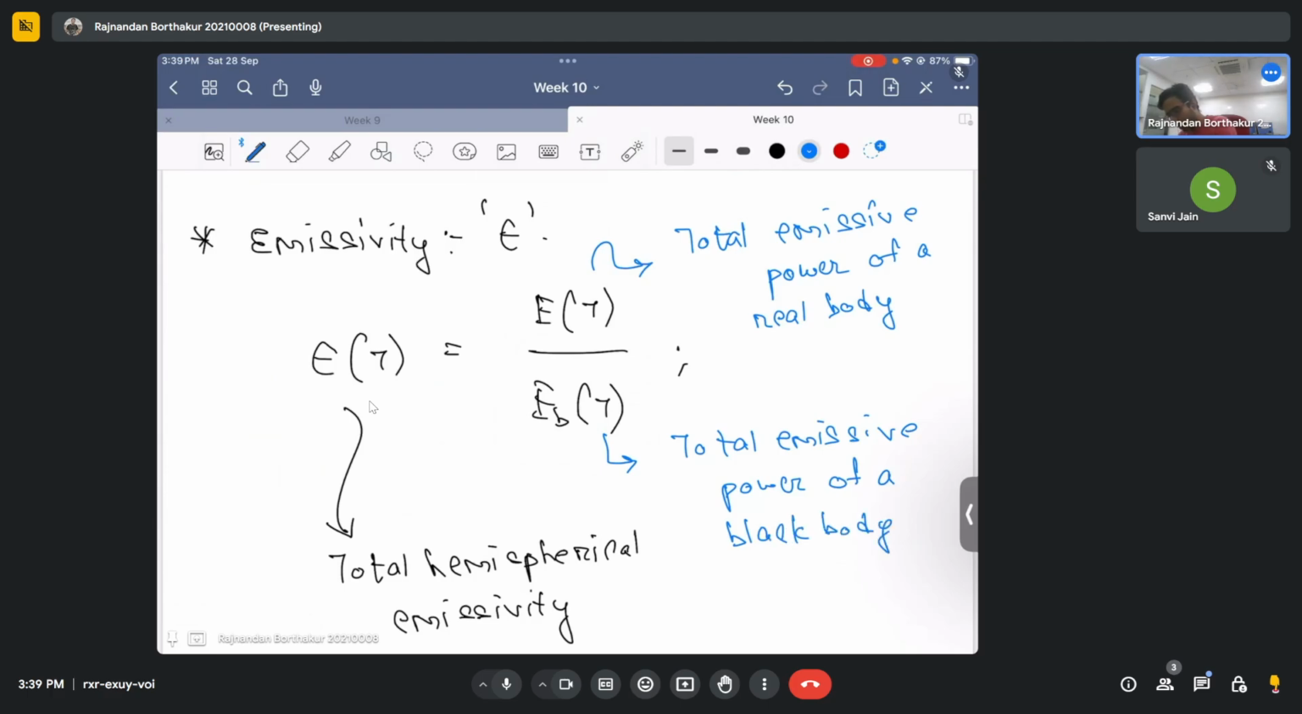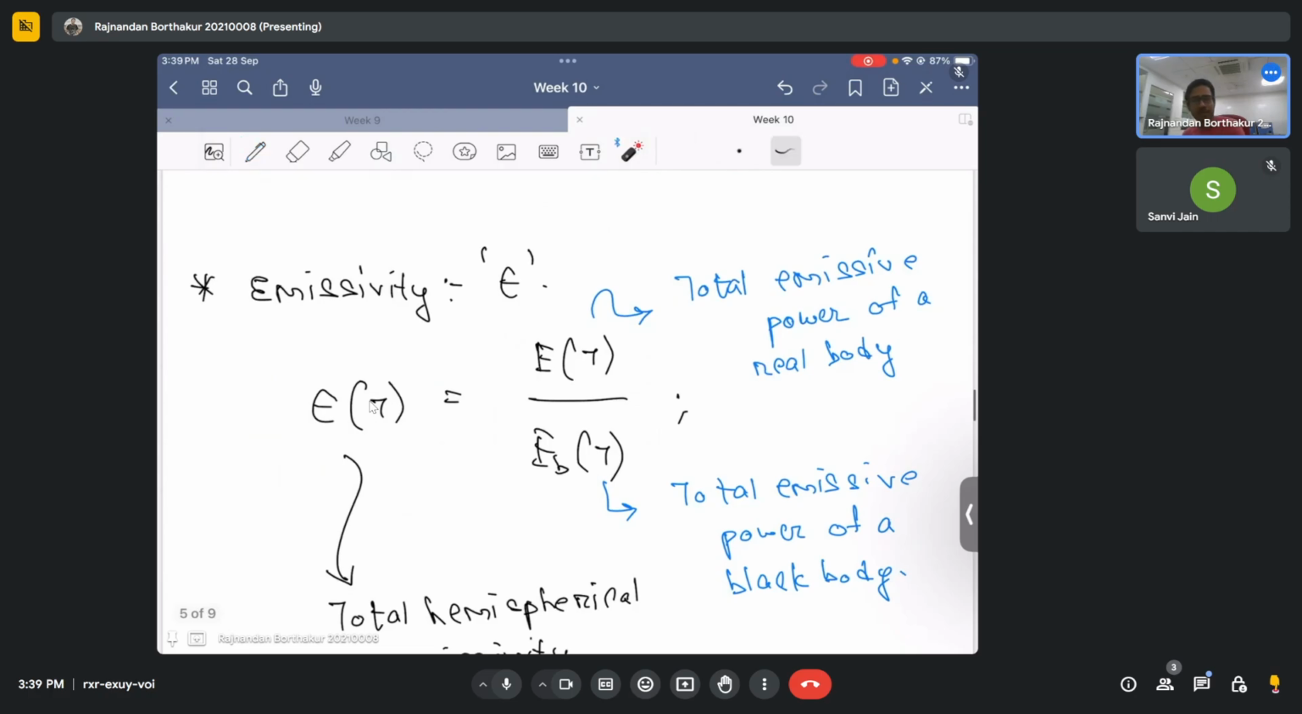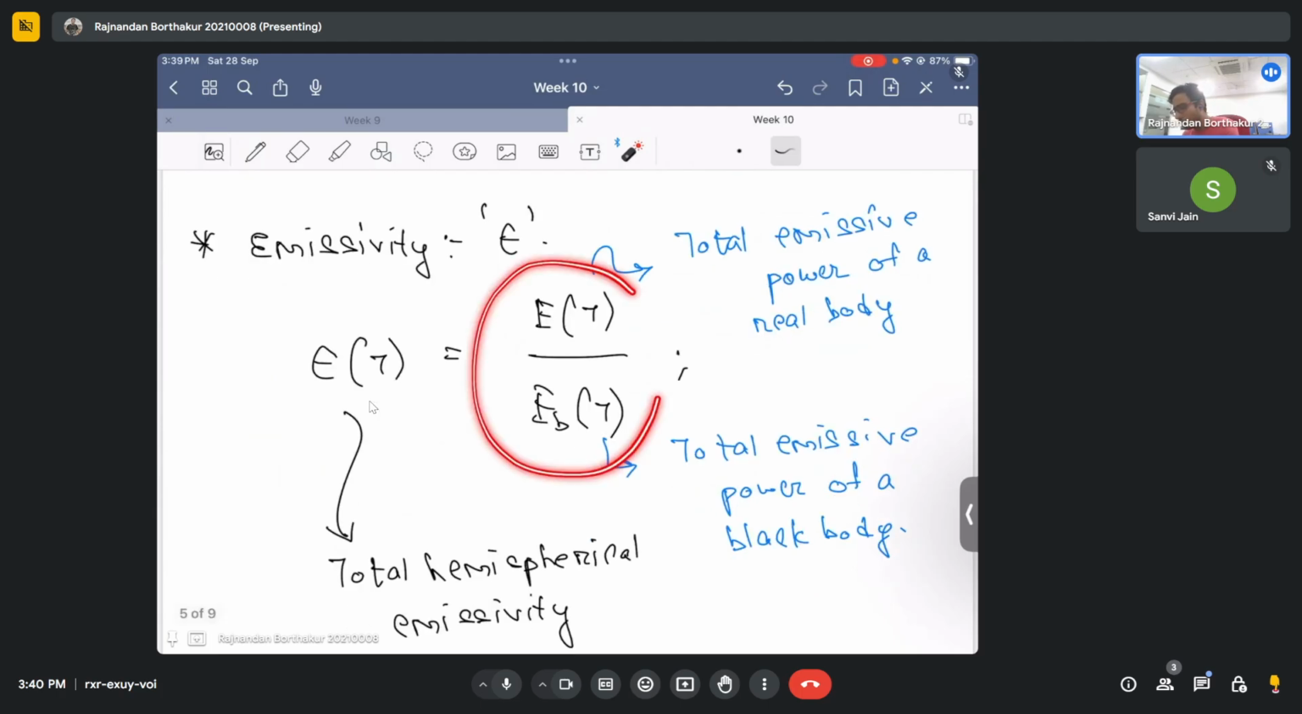And try to appreciate that when I say it's the total emissive power, it means we have taken the contribution from the entire band of wavelength, and the entire possible direction. Okay, that's the basic idea. And if we just calculate the ratio of these two emissive powers, it gives me the total hemispherical emissivity of a real surface. Okay.